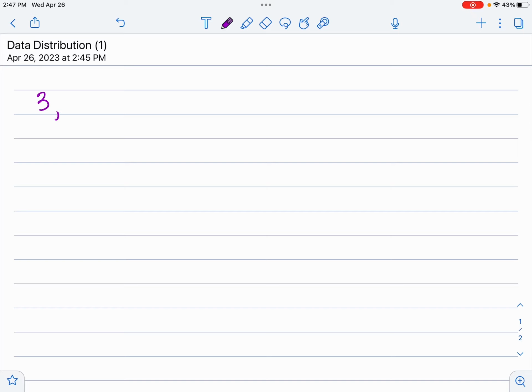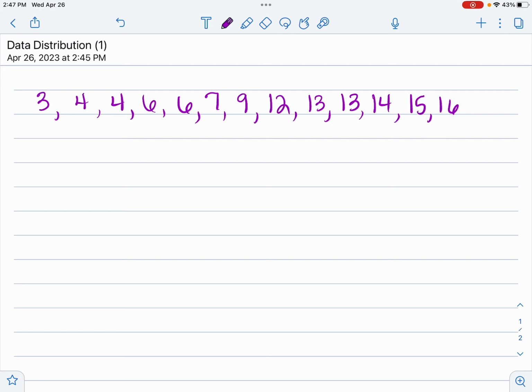So 3, 4, 4, 6, 6, 7, 9, 12, 13, 13, this is a long problem, 14, 15, 16, 17. Okay, I don't know what those numbers mean, but they were recorded and I need to use them for something, and okay, so there they are. So that's your first step, is always put them in order from the smallest to largest. Just as a habit, just go ahead and do that.